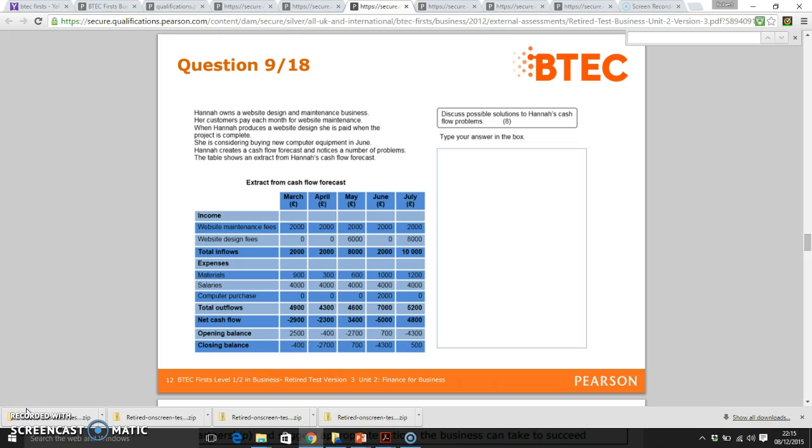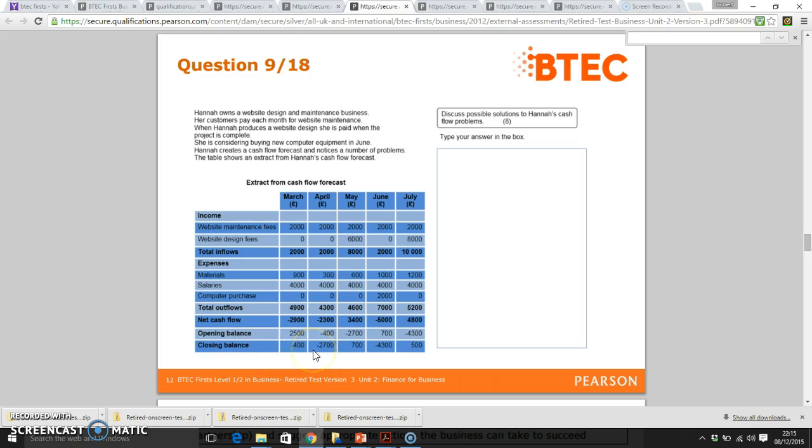So the first thing to do for anything like this is let's look for those negative numbers, and we're looking down at the closing balance. We've got 3 negative numbers there, okay, so we can identify 3 problems straight away. Whenever it's negative, it means that at the end of that month she didn't have enough money to pay her bills. Now then we need to think about ways to improve inflows or reduce outflows. That's the only way that she can solve some of these problems. So let's have a look.